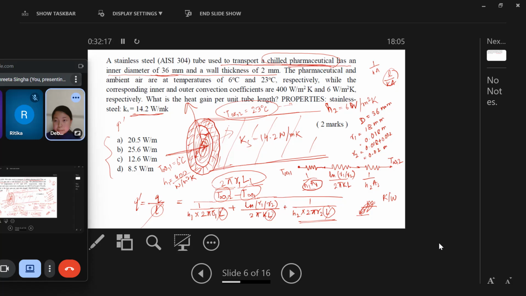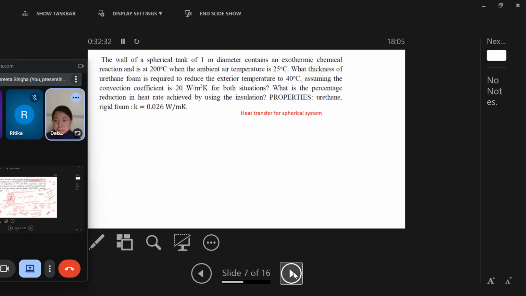Option C. Yeah, option C is right. Did you get this problem? How it is solved using the resistance network? Yes, yes. Thank you.